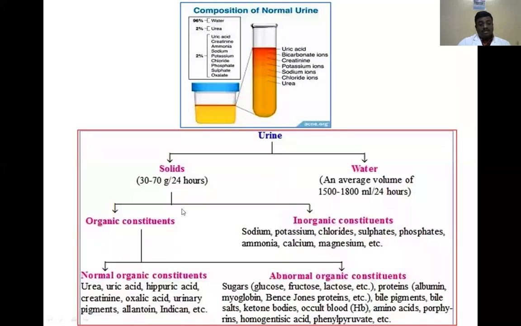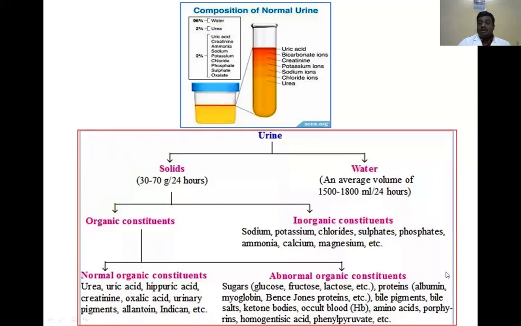What are organic constituents? Organic constituents are of two types: normal organic constituents and abnormal organic constituents. Normal organic constituents are NPN, non-protein nitrogen substances, you know, urea, uric acid, creatinine. These are all normal organic constituents. Abnormal organic constituents.